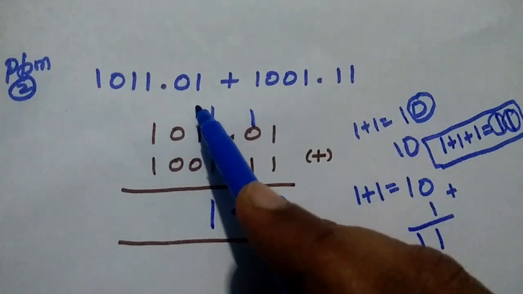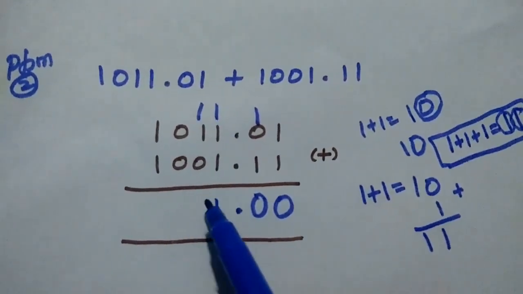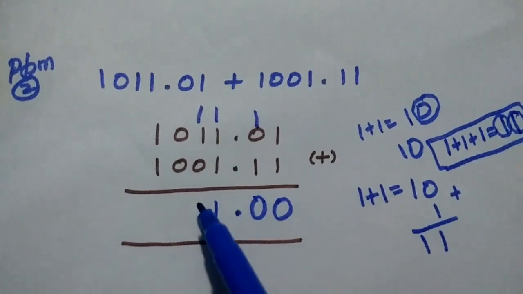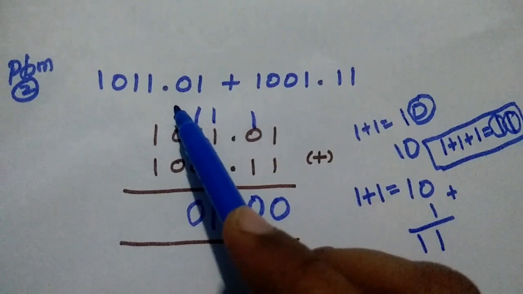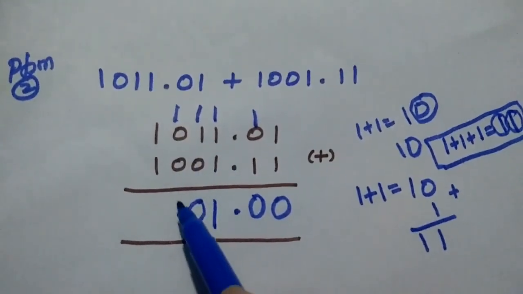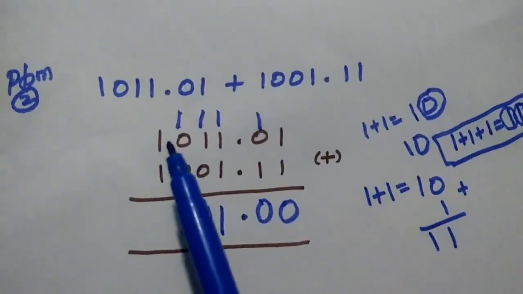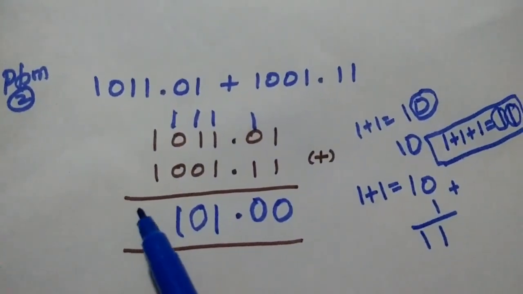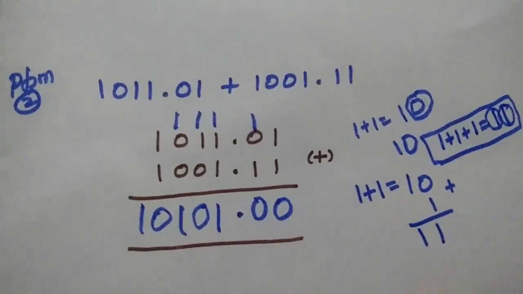Keep the remainder over here. So 1 plus 1 plus 0. So here 1 plus 1 is equal to what? 10. So we have to write down 0 here and move 1 to the previous bit. 1 plus 0 is equal to 1. So then 1 plus 1 is equal to 10. This is the answer for this problem.